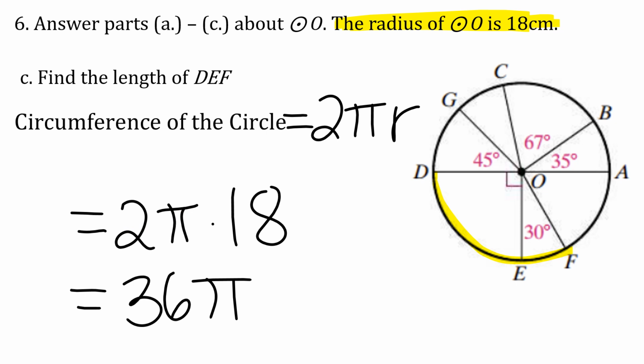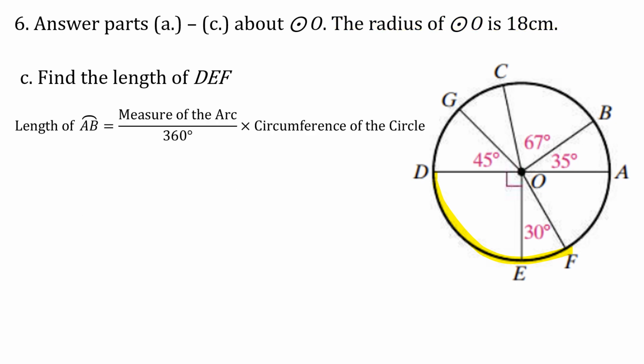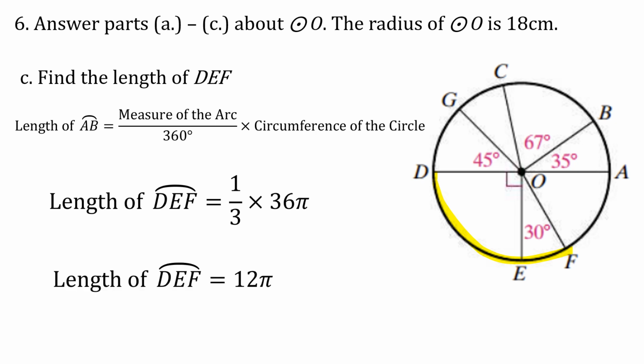So let's take each of our little chunks. Remember the measure of the angle divided by 360, that was 1/3. And then the circumference of the circle is 36 pi. So now we're going to plug this whole thing into the calculator. 1/3 times 36 pi. 1/3 times 36 is 12. And that's centimeters. Why is it centimeters? Because they gave us centimeters in the original problem.